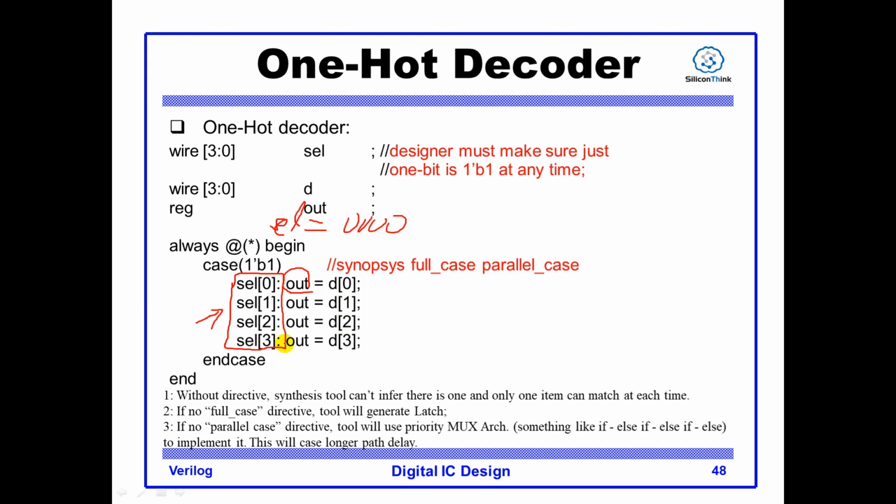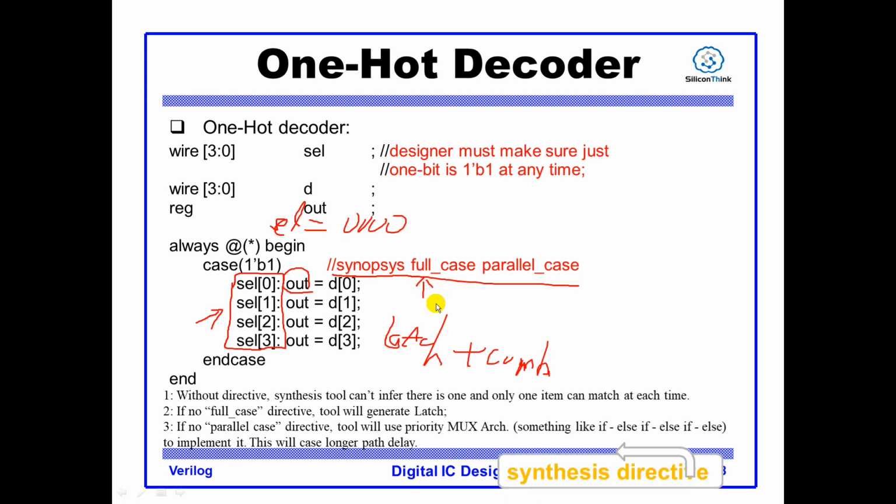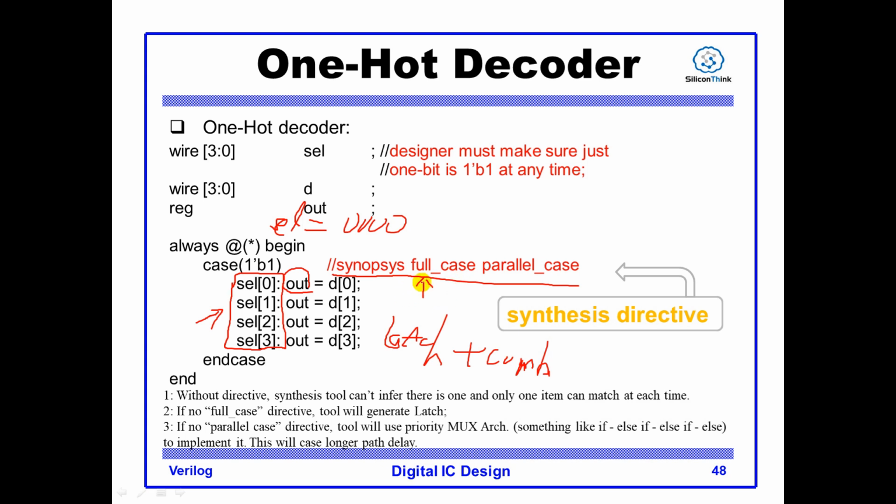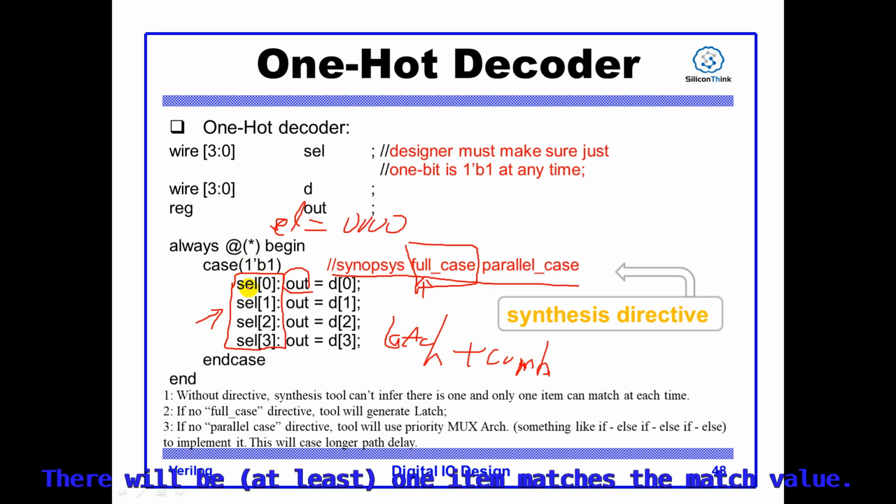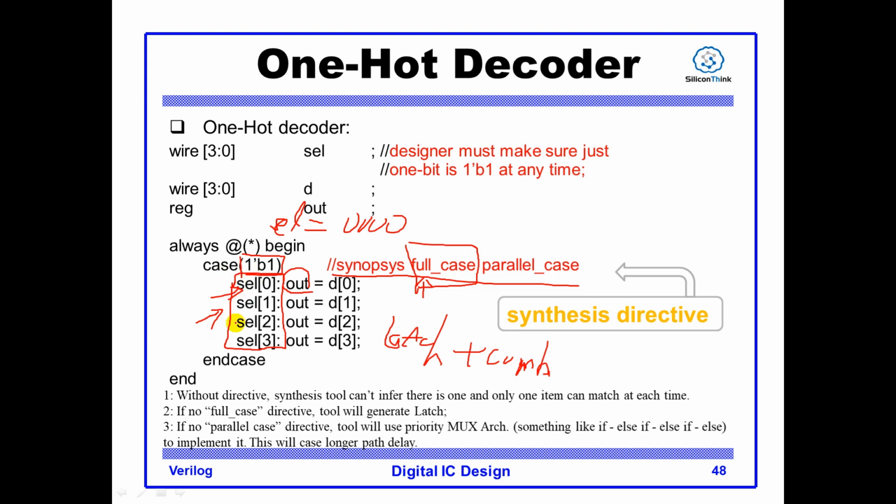So this will generate this. The tool will think this statement is not complete, and it will use a latch and some combinational logic to implement it. So this is not what we want. How to avoid this? You have to use the synthesis directive. You use the synthesis directive to tell the tool that this is a full case. You use full case to tell the tool that you must treat it as a complete case. That is, you tell the tool the designer can make sure each time it is triggered there will be one item that matches the match value. So the tool will treat it as a complete case statement.